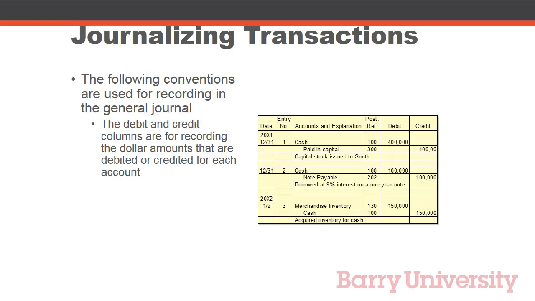In transaction 2, we increased the asset cash by $100,000 with a debit, and we increased the note payable by $100,000 with a credit. Notice again that the note payable is indented. And in transaction 3, we increased one asset, merchandise inventory, with a debit, and we reduced another asset for the same amount, cash, with a credit.